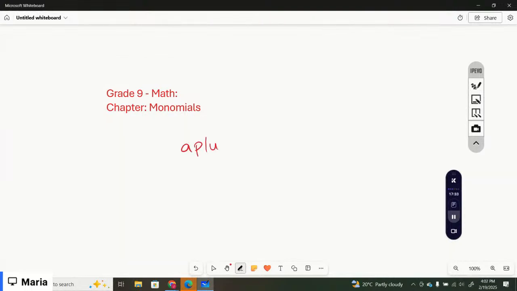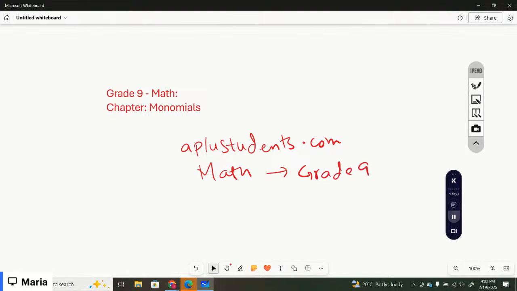You can find all the lessons on aplusstudents.com. You have to log in there using your email address and password as provided by the administrator. Then you have to select math from the subject tab. Scroll down to grade 9 math and then click on view all lessons. There you can find a list of the chapters. We're going to start with the chapter monomials.